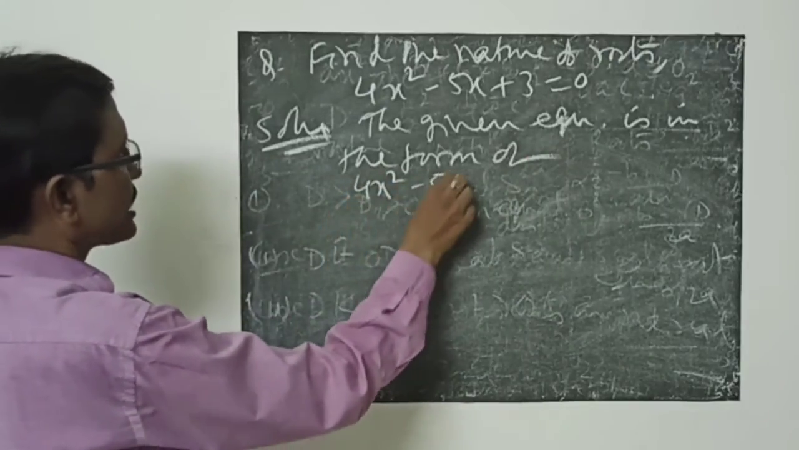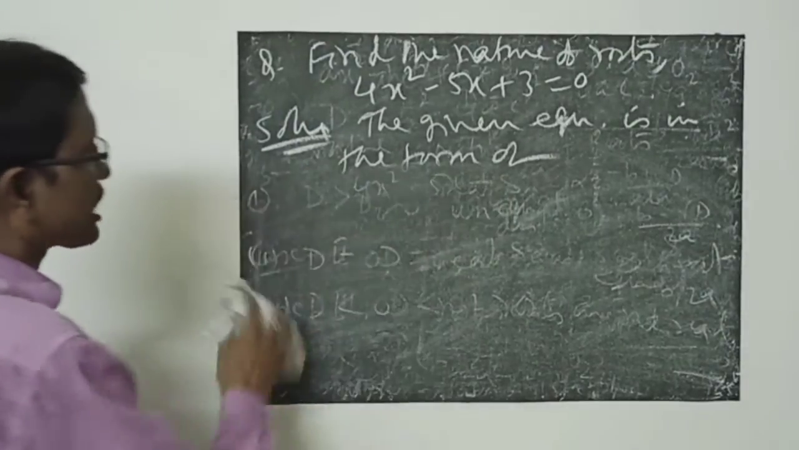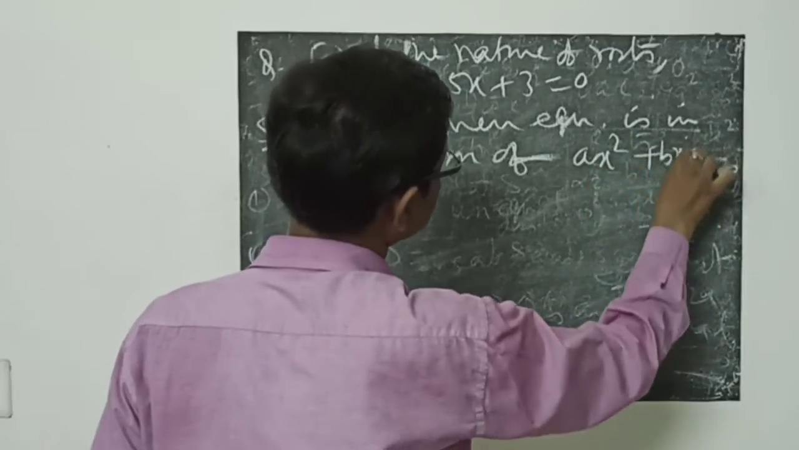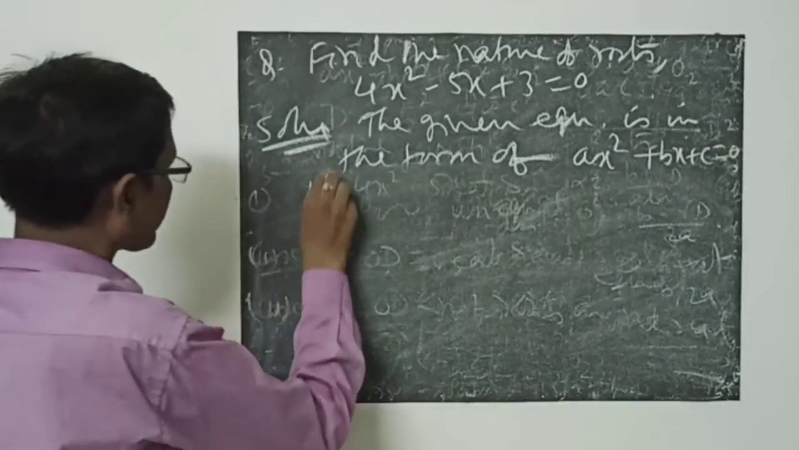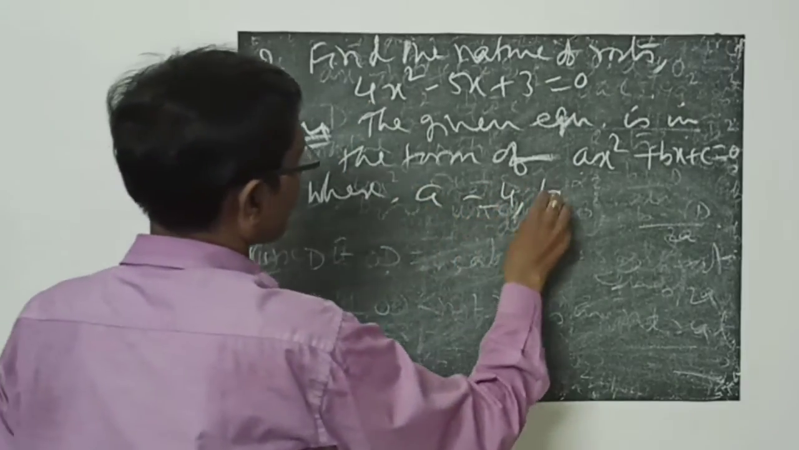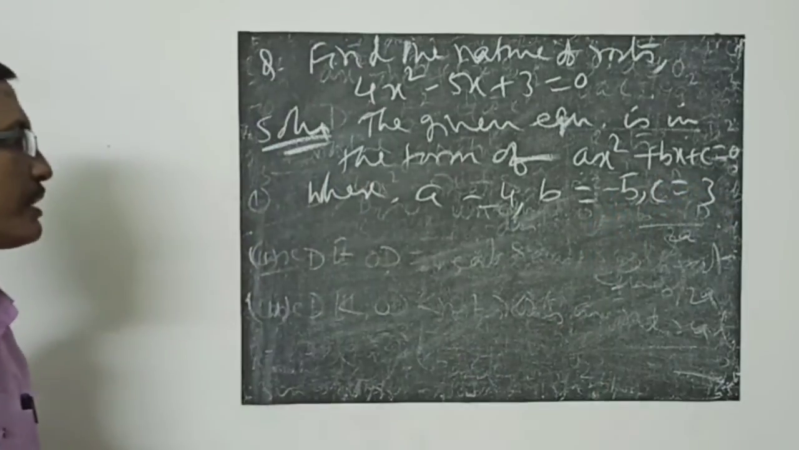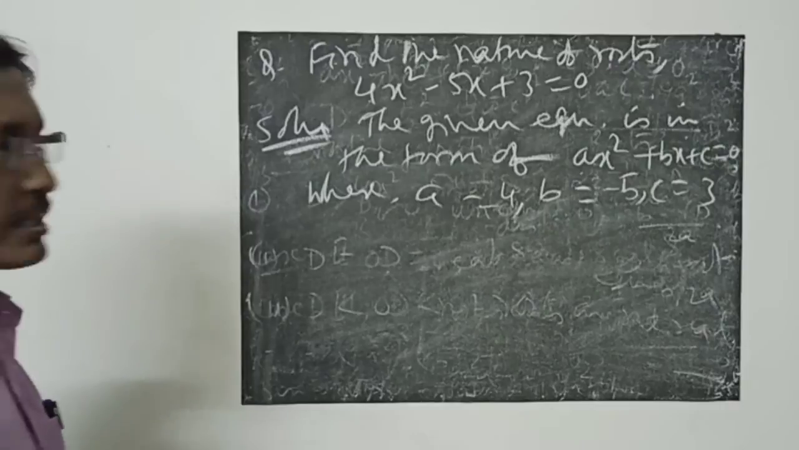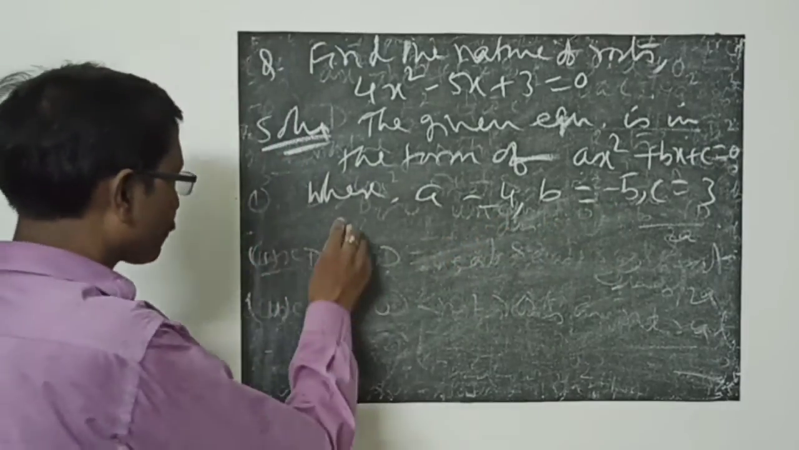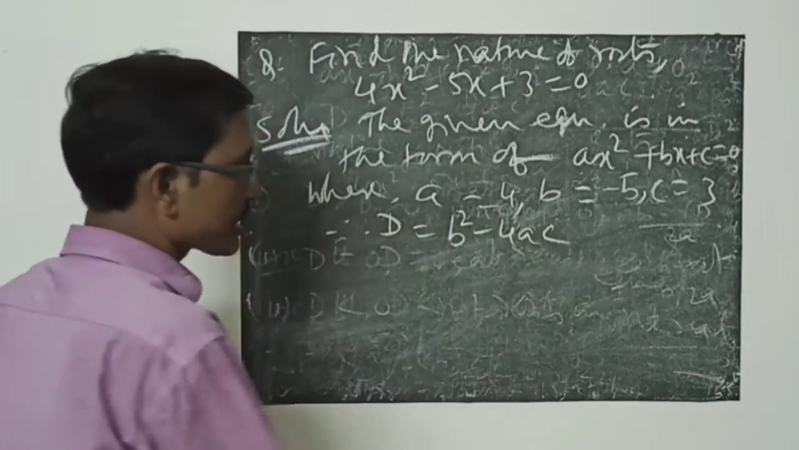4x square minus 5x plus 3, in the form of ax square plus bx plus c. Compare with the standard form ax square plus bx plus c equal to 0, where a equal to what? a equal to 4, b equal to minus 5, and c equal to 3. So all these three values you got. Therefore from there you can get d equal to b square minus 4ac.